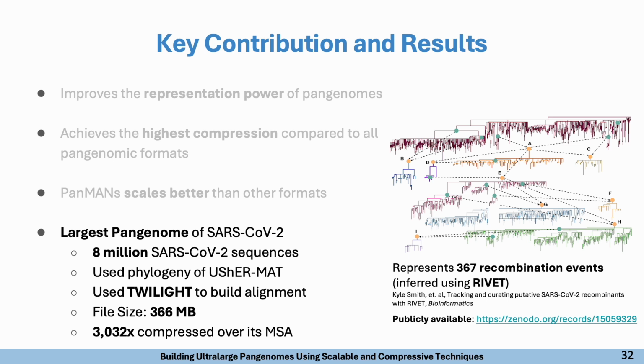Also, we represented 367 recombination events in the PanMAN, which were inferred using Rivet. This is just a snapshot of the complete network. This large PanMAN and other PanMANs generated in the study are publicly available online at this link.